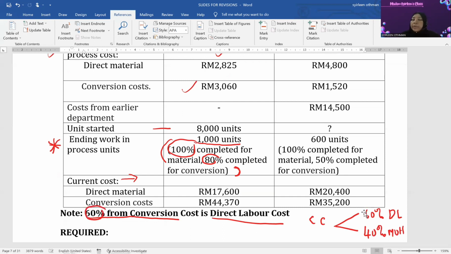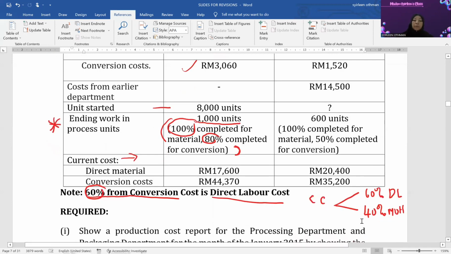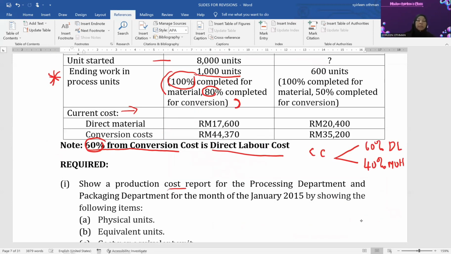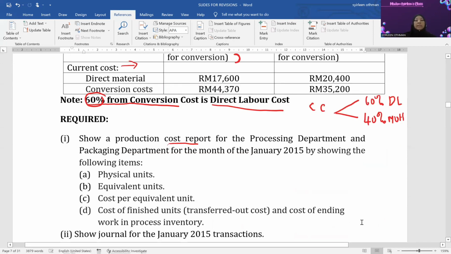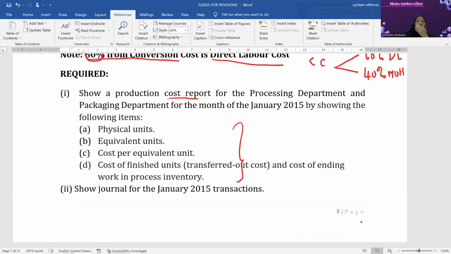Sebab ini saya nak segregate the items in my conversion cost in order to be able to do the journal entry. Okay, so kita nak buat cost report dekat sini. Dalam cost report tu dinyatakan dengan jelas these are the items yang dia nak tengok, and then you need to show the journal entry for 2015 transaction. In this question you have both departments. Maximum untuk matrix is actually 2 departments only.